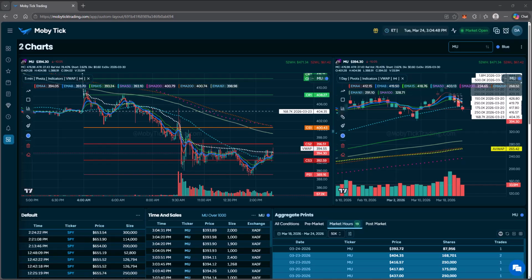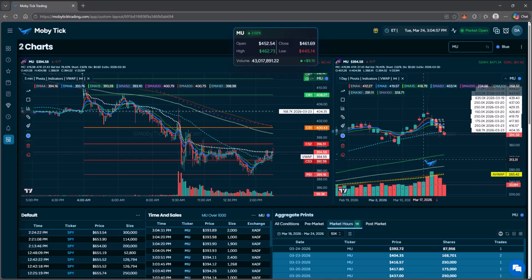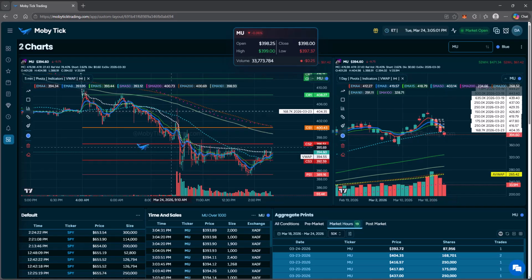Let's review our trade setups we had for today. We had MU and we had the QQQs. So let's have a look on the daily chart down here. MU opened, pulled back, and we got a little wick on the bottom here.